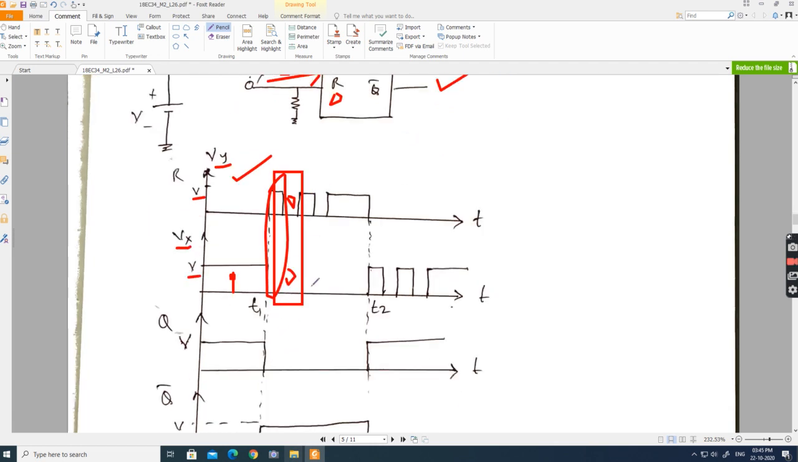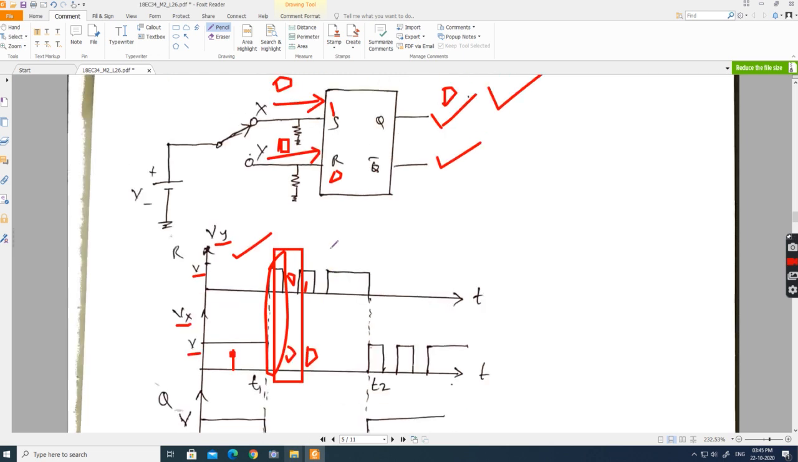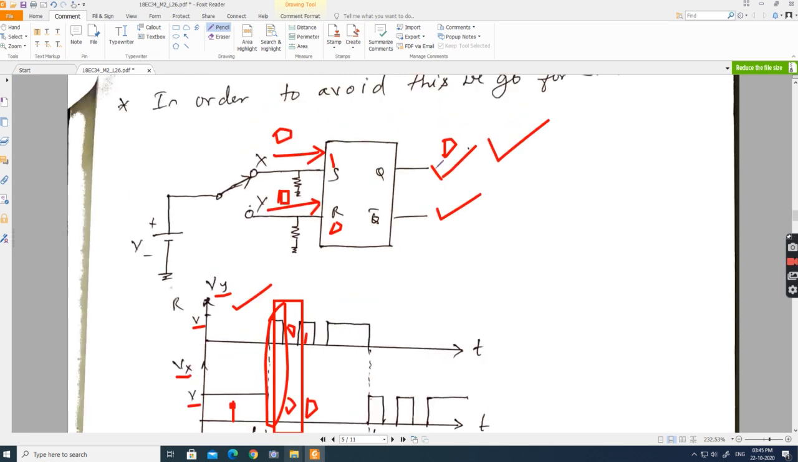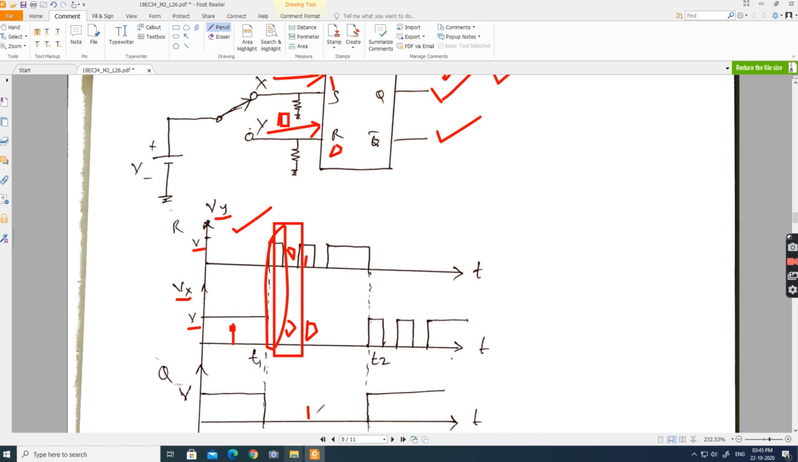Again this is 1 and this is 0. S is 1, R is 0. Again output will be 0 only. Next, this is 1 and this is 0 again. Output will be 0 only.